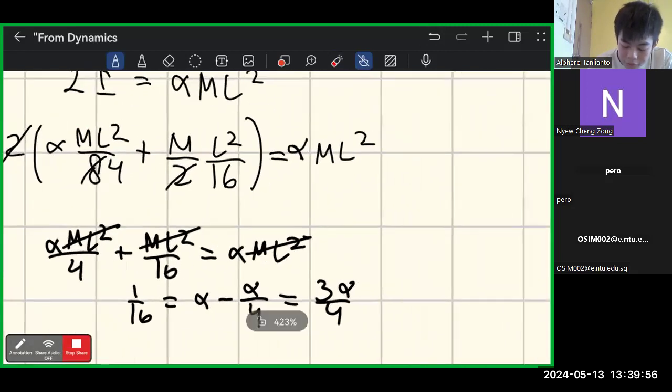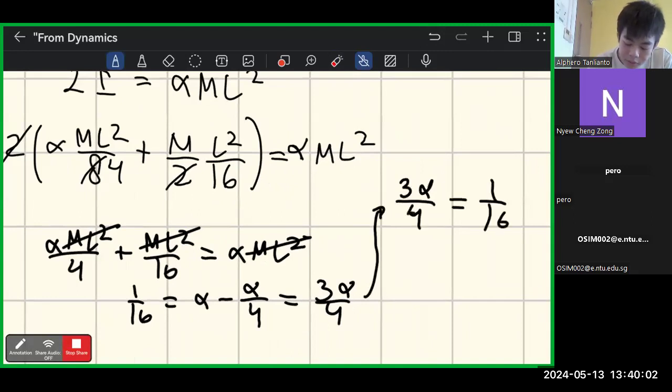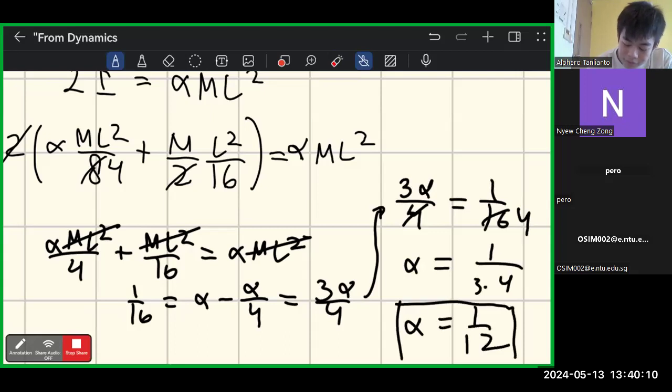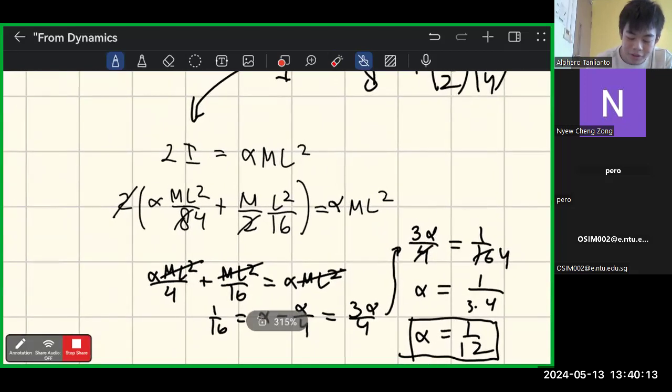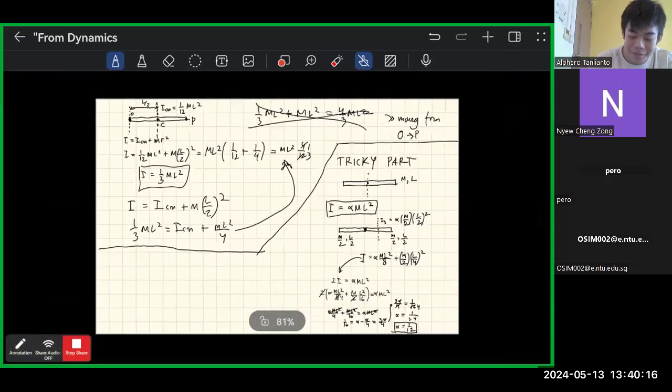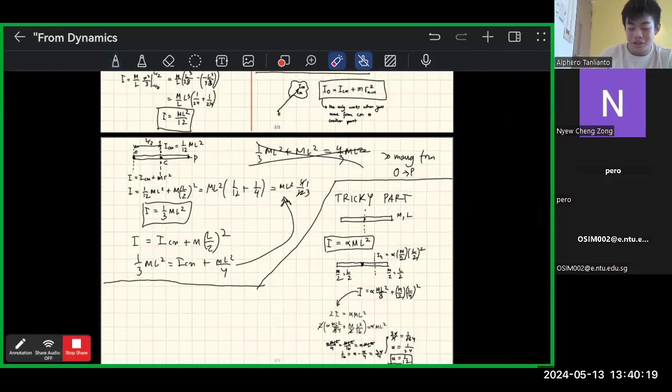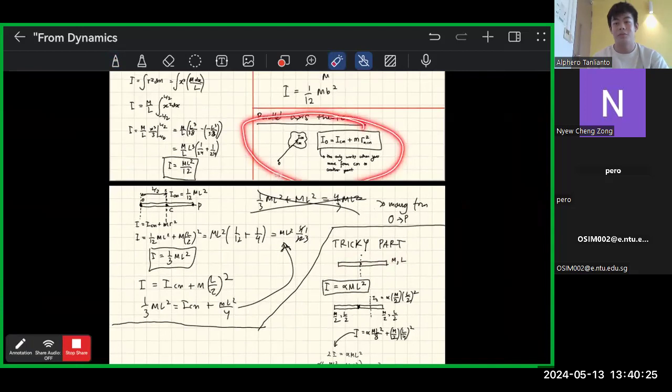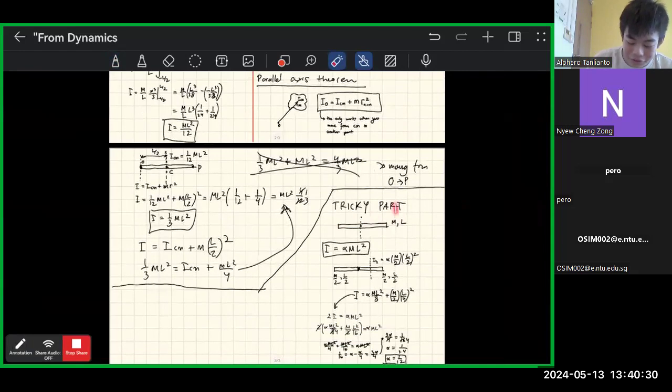And do we have this? I'm not sure if we have the same answer. 3 alpha over 4 equals 1 over 16. It's going to be 1 over 4, so alpha equals 1 over 3 times 4. Alpha equals 1 over 12. Right. So we don't need integration to get the moment of inertia of the rod, as long as you understand that physics allows this parallel axis theorem to happen. You guys get it? Do you have any questions? This is pretty interesting. No questions.